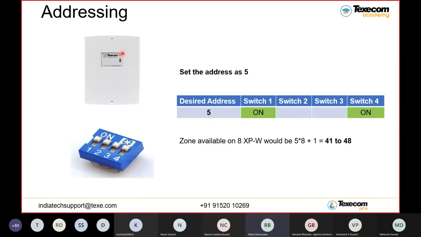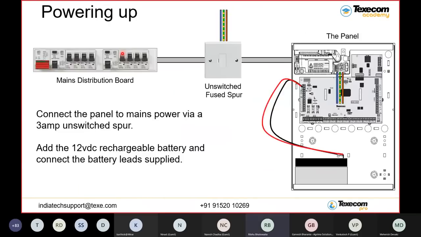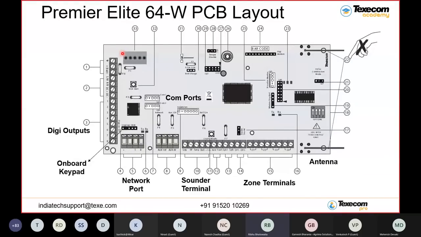Now our control panel should also be able to know that one expander is connected, and it will also know what all zones our control panel will provide to the expander. As you have just seen, just a minute, I'll tell you. Here it is on the PCB board.